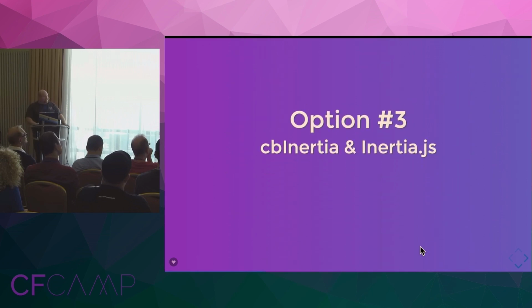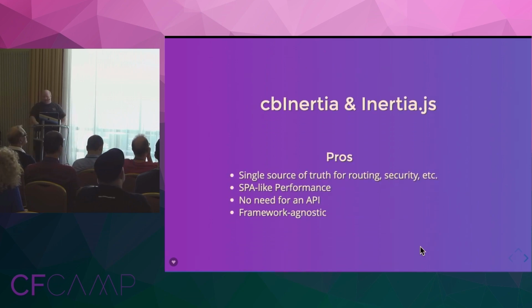And so InertiaJS is trying to come into the sweet spot in the middle of these two. It's wanting to give you SPA-like performance without having to write an API at all. So pros about this, you have that single source of truth again. With using InertiaJS, your routing, your security, your authentication, they all live on your server where they already do. You don't need to duplicate it on the client side. But you still get that SPA-like performance without an API, and it's framework agnostic.